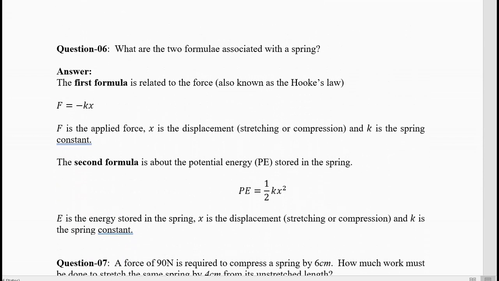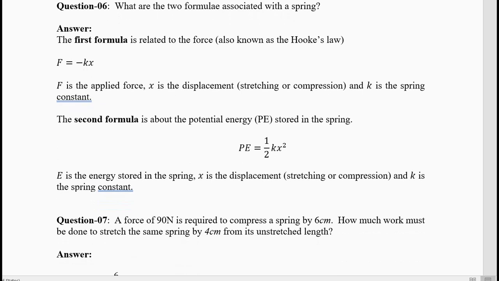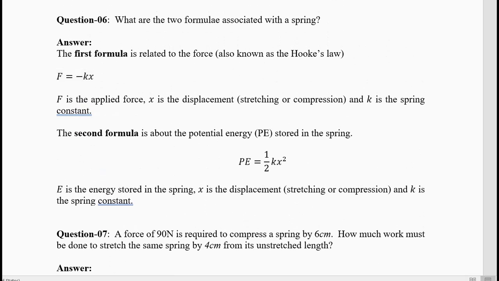What are the two formulae associated with a spring? We have seen both the formulae, just note them down once more. The first formula is related to the force, known as Hooke's law, which is F equal to minus kx, where F is the applied force, the restoring force, x is the displacement, stretching or compression, and k is the spring constant. These formulae are independent of the energy, but when we are doing measurements, we have to use some units, and we are going to use kilograms for masses, newtons for force, meters for distance.